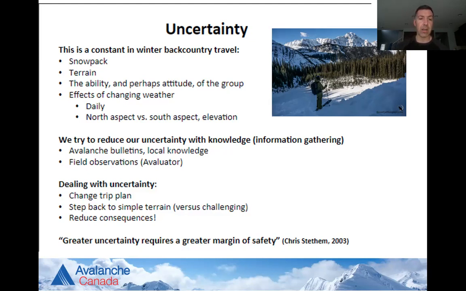So by stepping back, you reduce the consequences. You move from challenging terrain to simple terrain, then it's less likely to avalanche. Okay. So greater uncertainty requires a greater margin of safety.